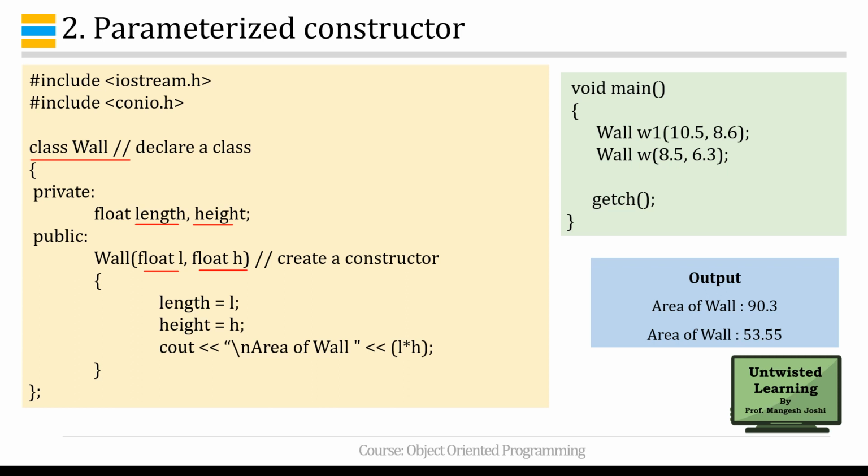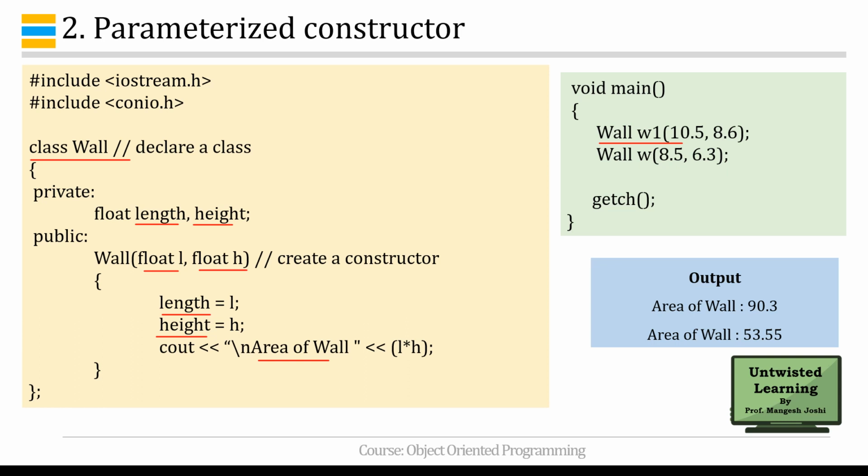So now whichever values are passed from the main function, L will be assigned to length and H will be assigned to height. And finally, the area of the wall will be displayed, that is nothing but length into height. In void main, we have created two objects. One is, let's say, wall W1, and 10.5 and 8.6 are passed from here.